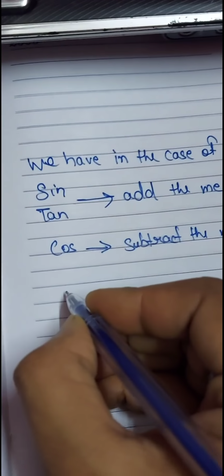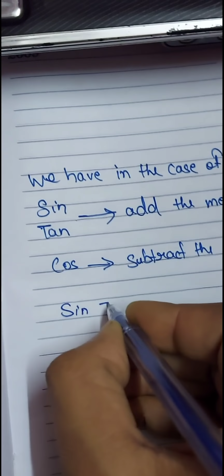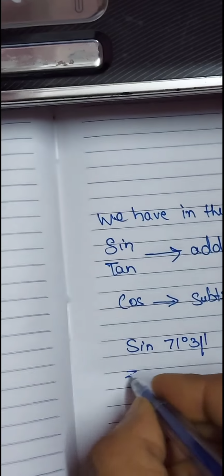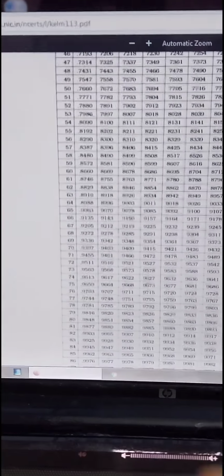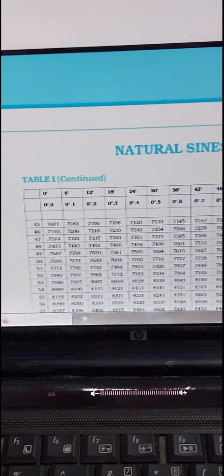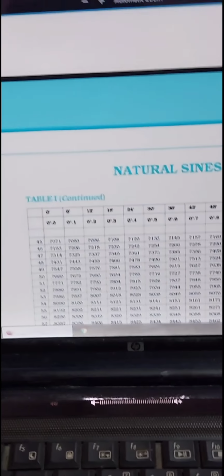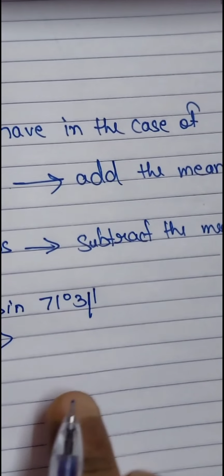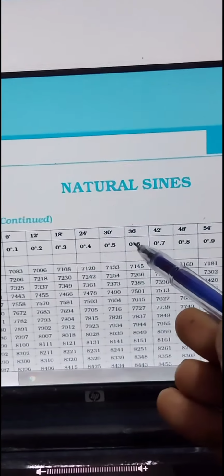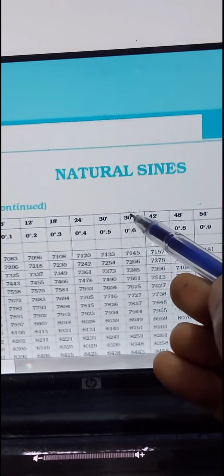Suppose we have to find the value of sine 71 degree 31 minutes. So what we will do, we will see the row corresponding to the value of 71 degree. Now in the minutes column we will see the value which is exactly less than 31 minutes, because here we have to find the value of 71 degree and 31 minutes. See here we have 30 minutes, because 36 minutes is greater than 31 minutes.